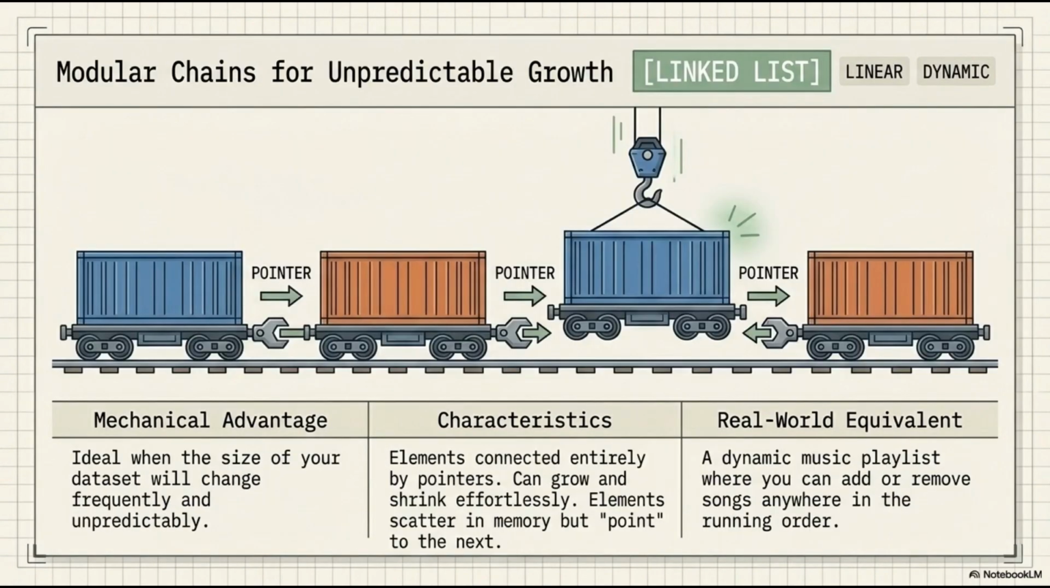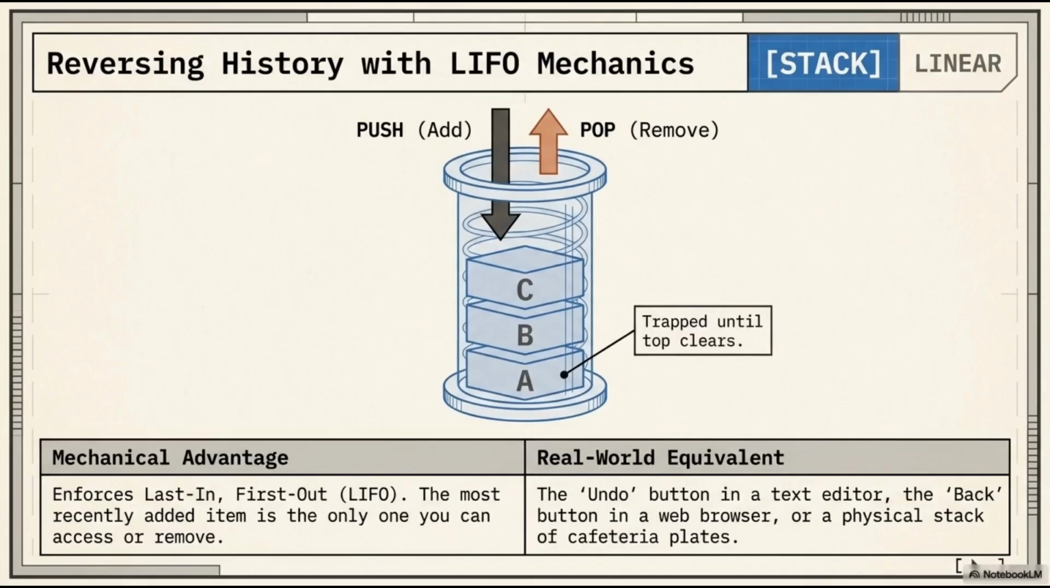But what happens when your dataset size changes unpredictably? Well, then you need the linked list. This is a dynamic linear tool that uses modular train cars pointing to one another rather than sitting in a continuous fixed row. Imagine a crane dropping a new train car absolutely anywhere on the track. It's perfectly ideal for something like a dynamic music playlist where you want to add or remove songs anywhere in the running order effortlessly.